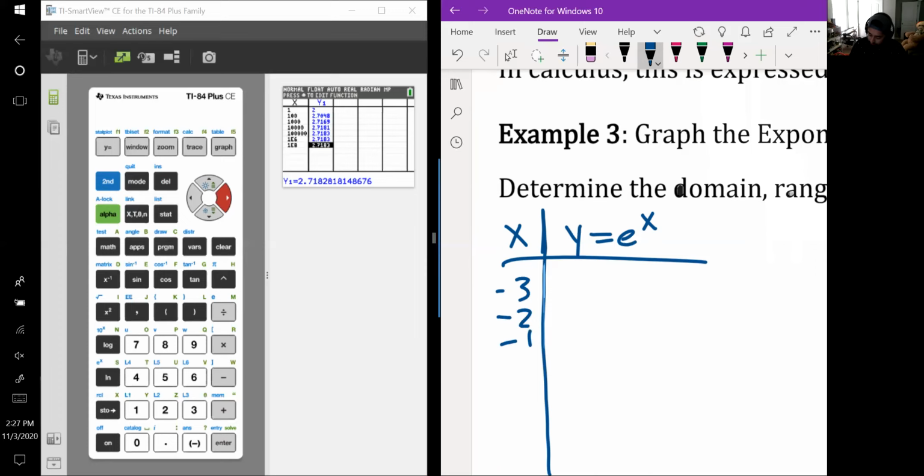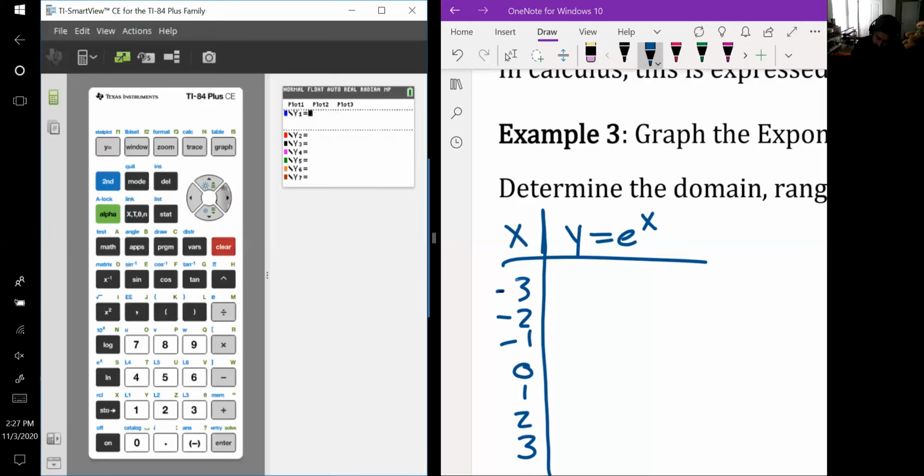-3 to 3. And go back to my y equals, clear that out. I'm going to say second natural log e to the x. There it is, e to the x. All right, and then second graph, delete whatever's here, and type in -3, -2, -1, 0, 1, 2, 3.